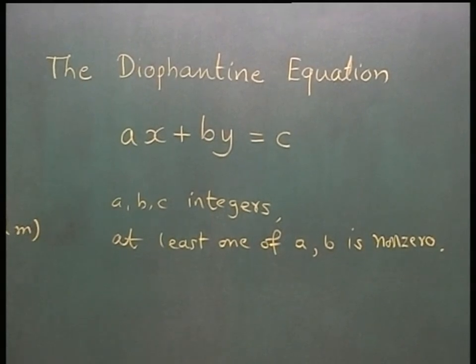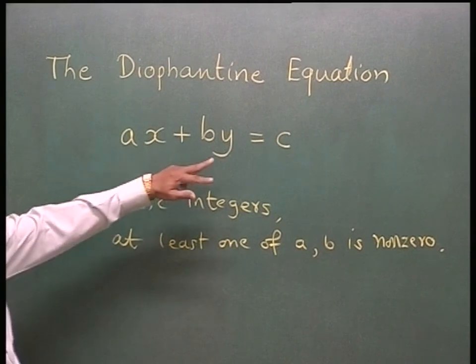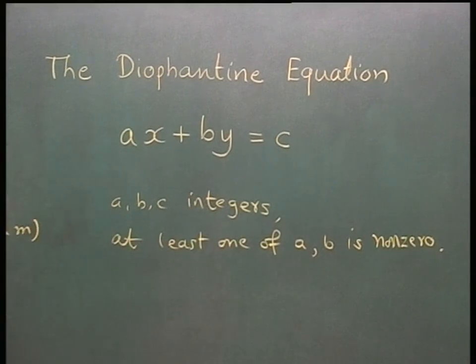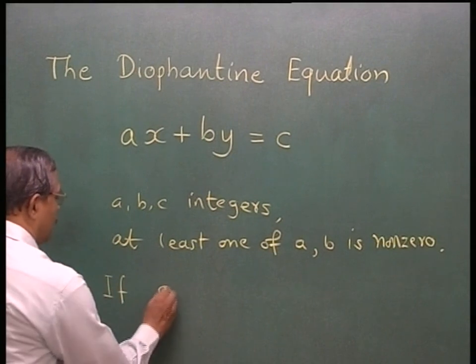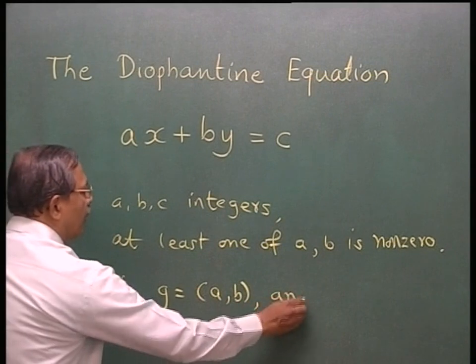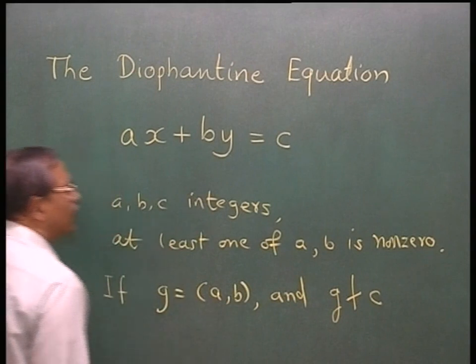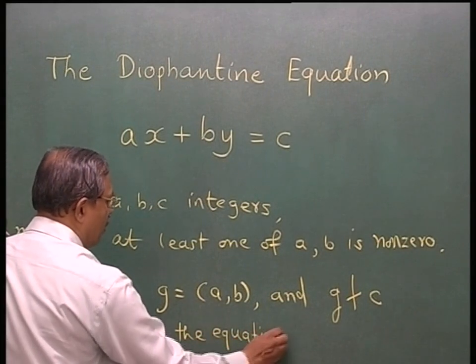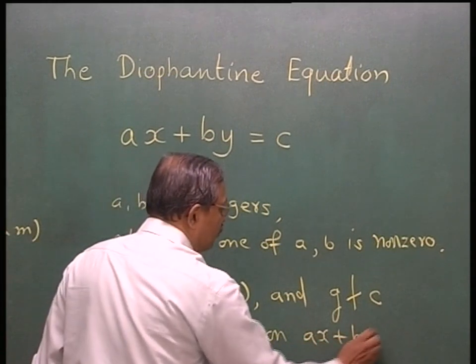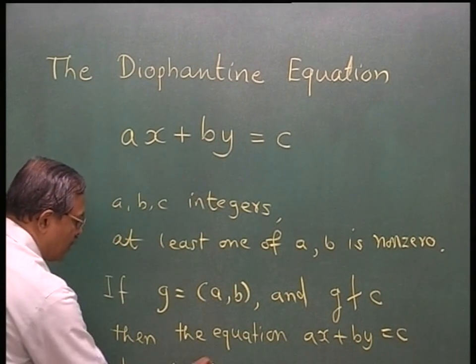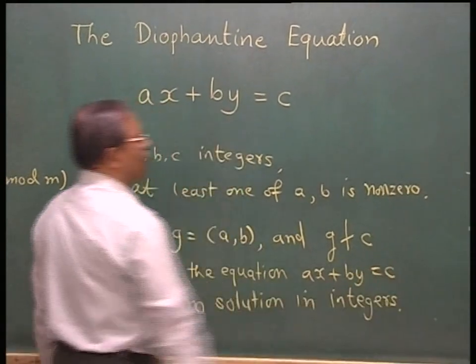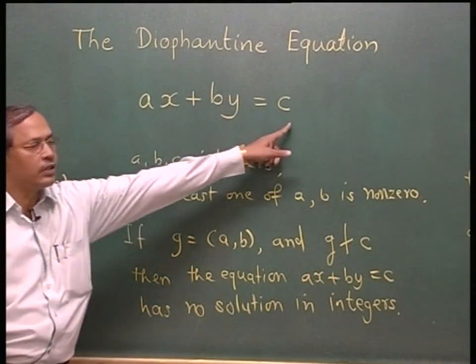Then what are all the solutions? So the solutions will exist only if GCD of A and B divides C. So if G equal to GCD of A and B and G does not divide C, then the equation Ax plus By equal to C has no solution in integers. Because G divides the left hand side, so G has to divide the right hand side.